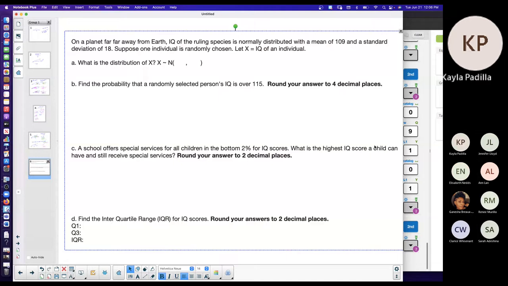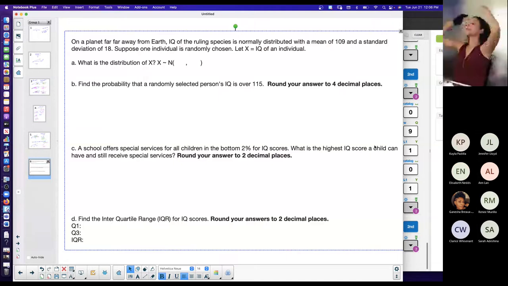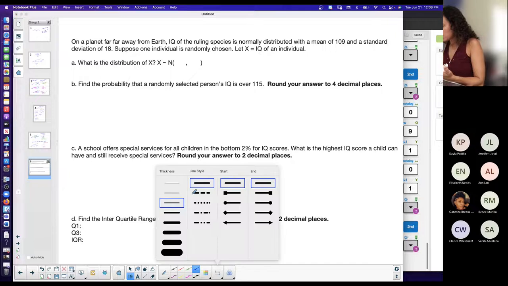All right. So this is a question on the second assignment. Doesn't even matter, I think it's number five. I want you to be able to read it and know what situation you have.